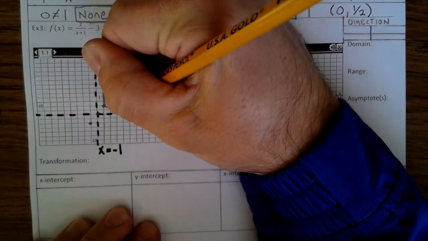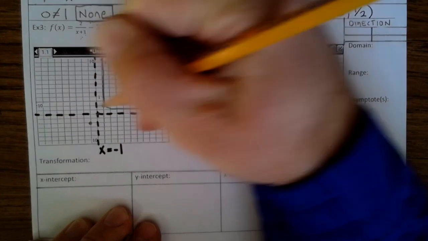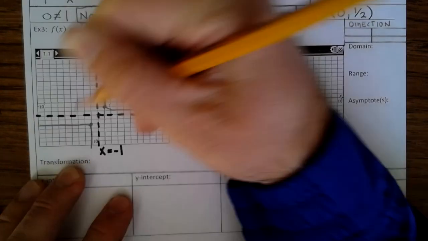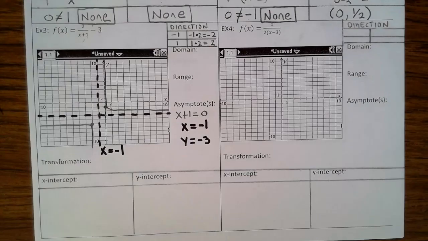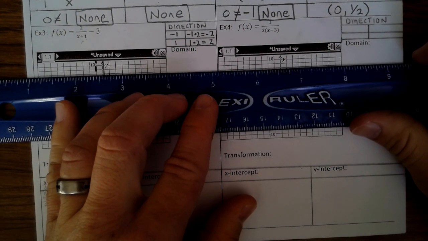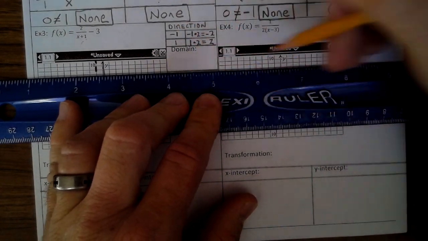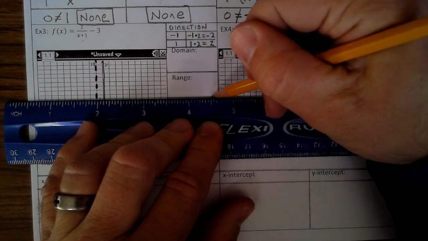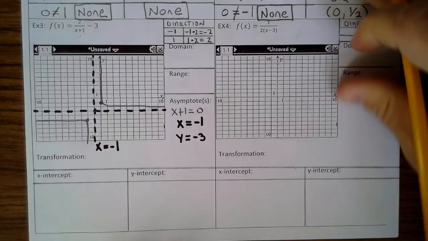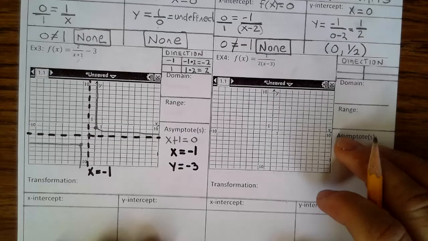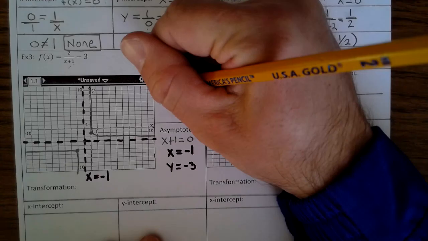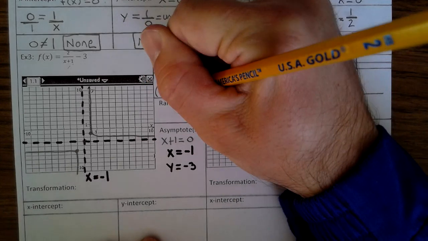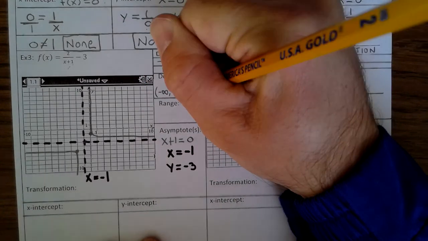Domain and range. So add a line there for domain, and let's go ahead and add a line for our range. All right, so domain would be from negative infinity to negative 1 or negative 1 to infinity. And our range would be from negative infinity to negative 3 or negative 3 to infinity.